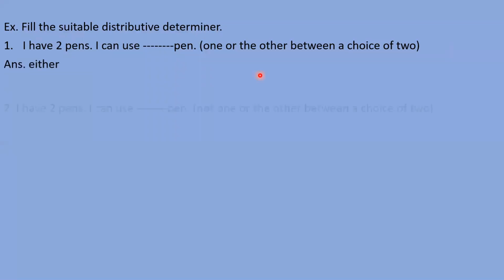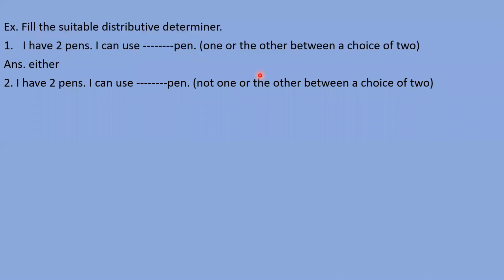Answer is either, right? Second, I have two pens, same sentence. I'm saying that I have two pens, I can use pen. Not one or the other between a choice of two. The hint I have given you is that you need to say not the first and not the second. So for this meaning, you have to use the distributive determiner here. So which one will come? Many students have raised their hands. Let me see.